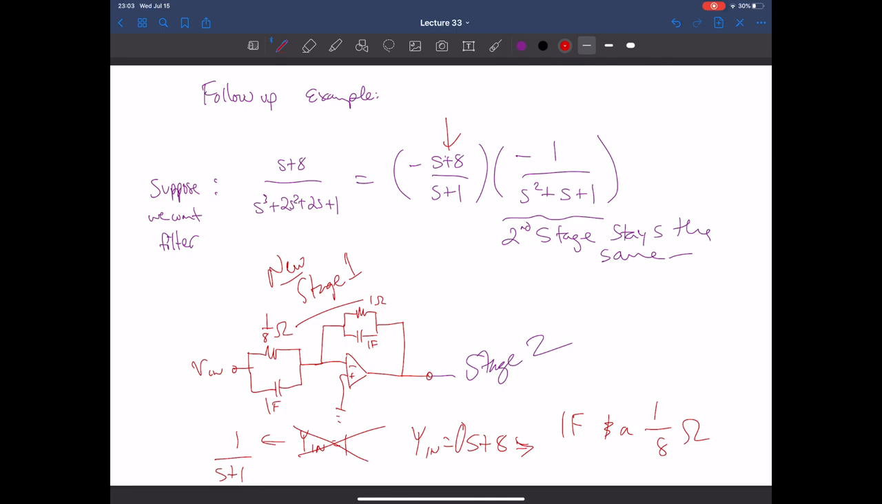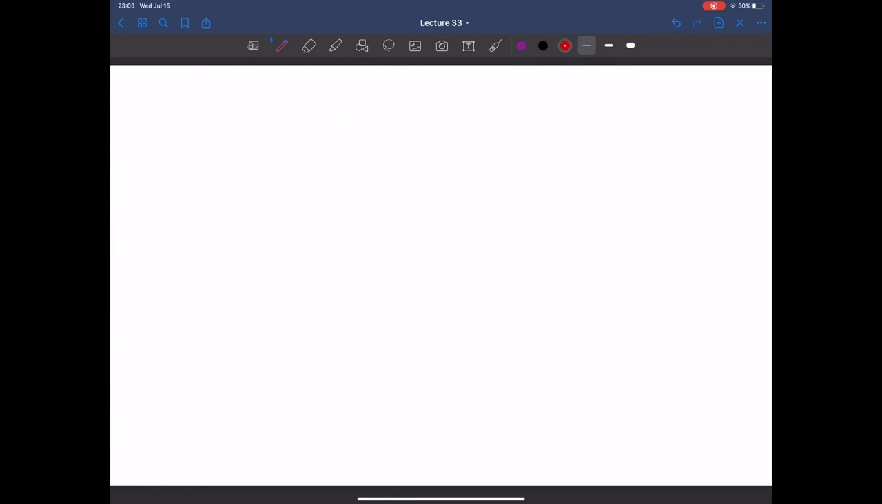One thing to note here as a final follow-up is, what if you just had the following function? What if it's just S plus 8 here? Then what do you do? Well, actually, this is a good question and kind of simple.